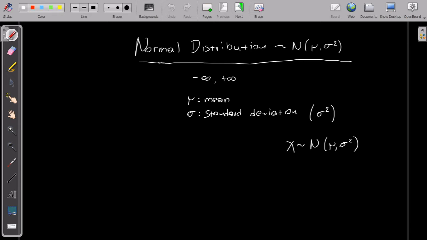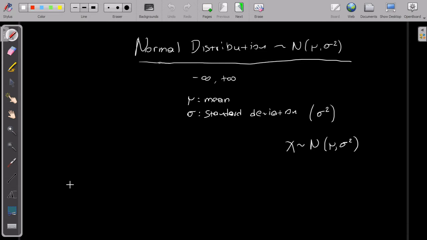First of all, the normal distribution is a continuous random variable x with values that range from minus infinity up to plus infinity. The parameters of this distribution are mu, which is the mean, and sigma, with the Greek letters, the standard deviation, or sigma squared, which is the variance.